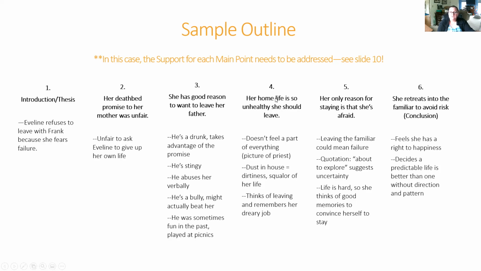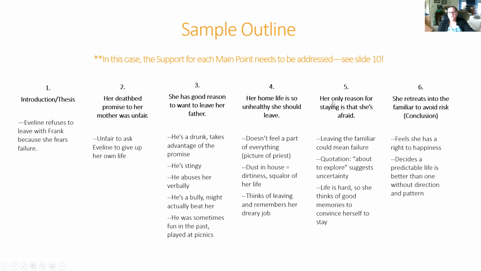Our next main point, why she should have left, was that her home life is so unhealthy, she should leave. The supporting details that we're using for this main point are that she doesn't feel a part of everything. And then there's this deal with a picture of a priest that's in the story. There's dust all over the house. There's dirtiness. Her life is just in squalor. So details from the story there. She thinks of leaving and remembers her dreary job. Like, she doesn't like her job either. So those are all reasons why her home life is unhealthy.